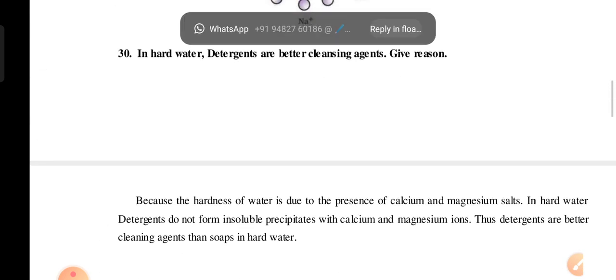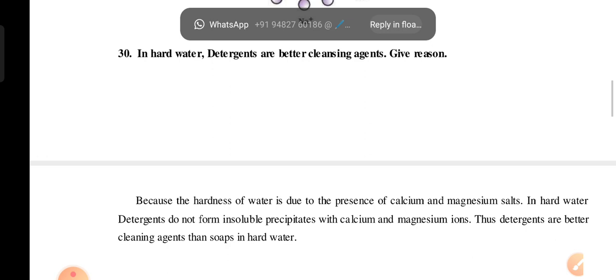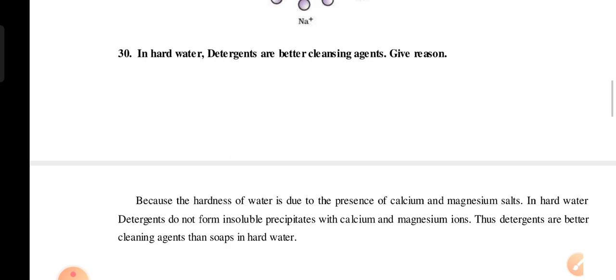These are the important questions I discussed with you. Very important chapter, carbon and its compounds. Maybe up to 5 to 6 marks definitely come in the exam.